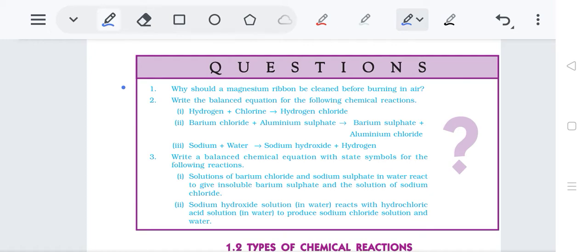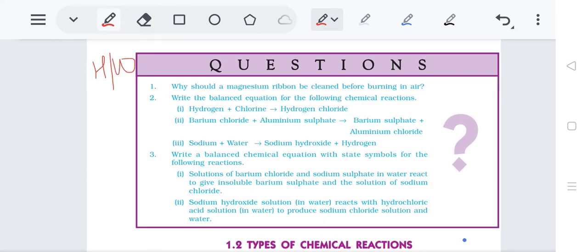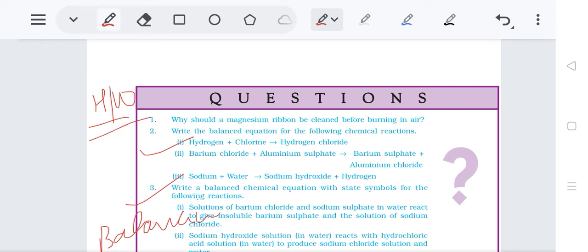In the previous session I gave you this as homework. I think these two questions were done because they were just balancing and you can do them by yourself. This one is a theory-based question, so let me explain it.